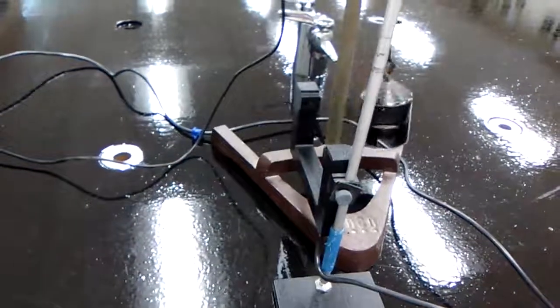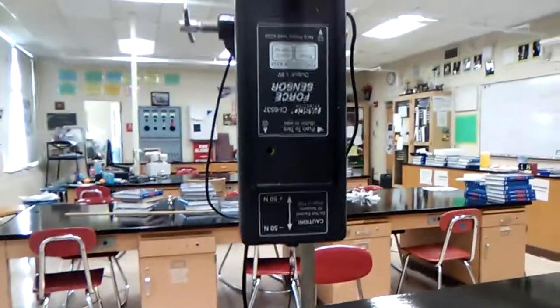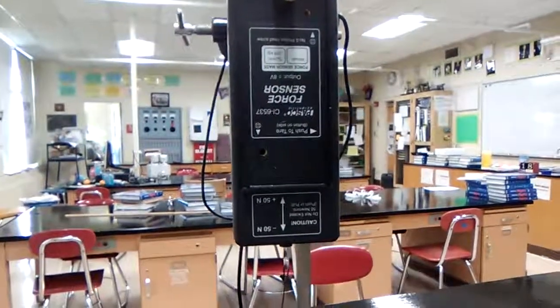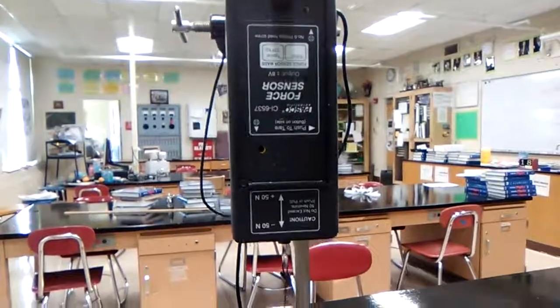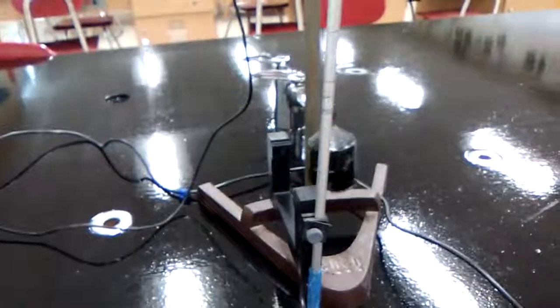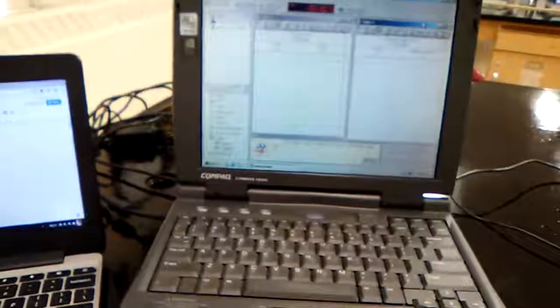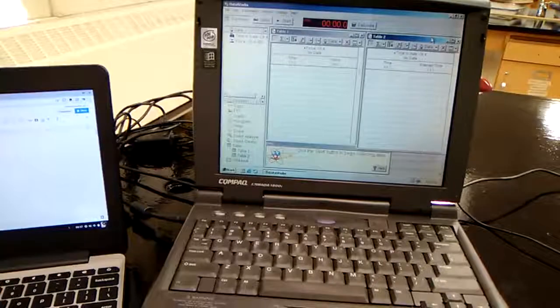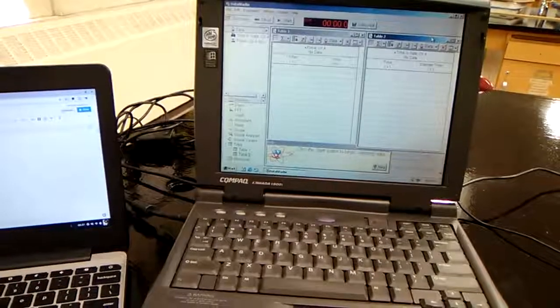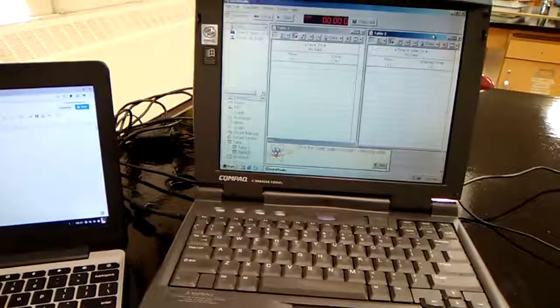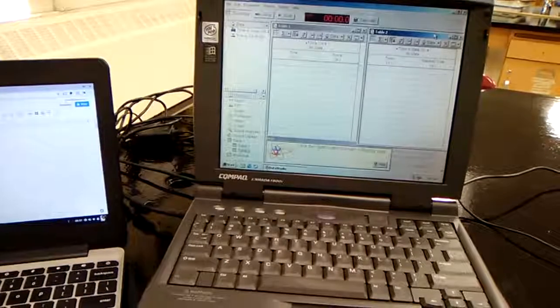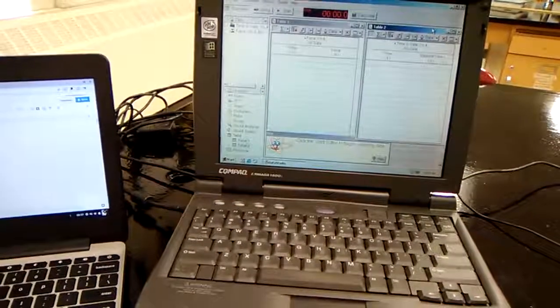The photo gate is going to help us figure out speed, and then we've got it hanging from a force sensor, which is going to help us figure out what forces must be on this weight. Beautiful thing about this is, although this computer here is quite old, it will do automatic data collection, and it will get us information we need for speed and for force at exactly the same time.